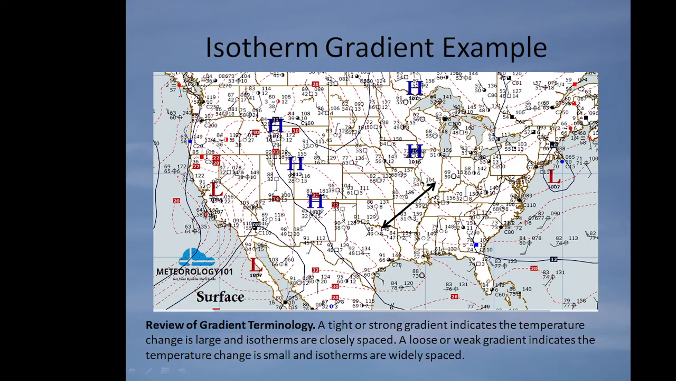So the isotherm gradient example, like I said, is measuring perpendicular to the isotherms, lines of equal temperature. You measure that distance, what's the change of temperature over distance, and you get your thermal gradient. A loose or weak gradient indicates temperature change is small. The isotherms are widely spread. They spread more up here than they do here, and that's a tight thermal gradient. That's a loose thermal gradient.